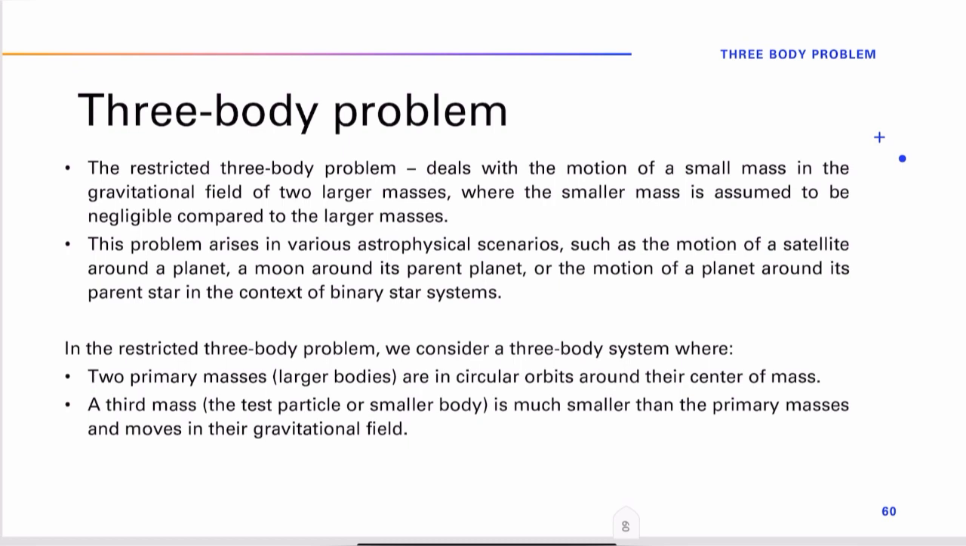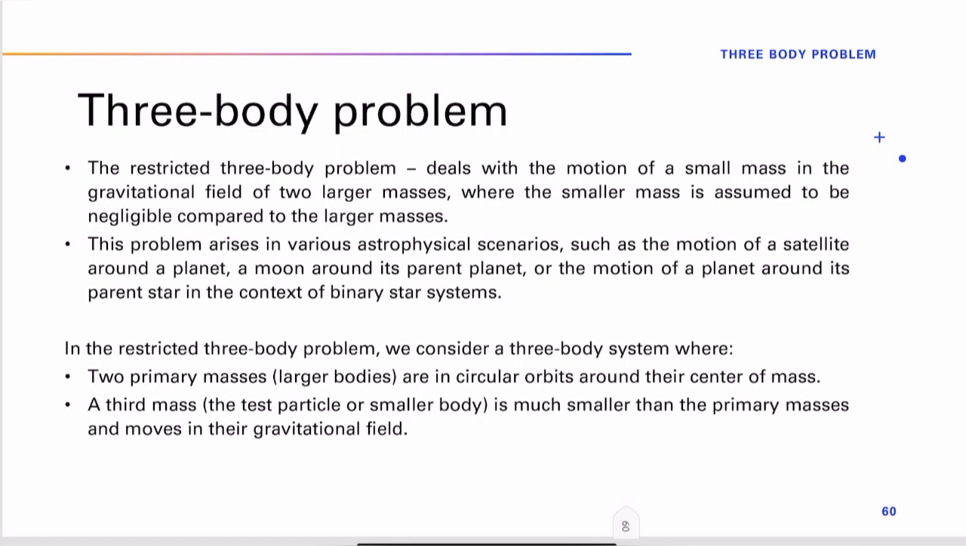Also, if you are launching a satellite for interplanetary launch, like trying to launch a satellite to other planets apart from the planet where we are living, then under that case a three body problem comes into the picture. This problem arises in various astrophysical scenarios such as the motion of a satellite around a planet and moon, a moon around its planet, or a planet around its parent star, and in the context of binary star systems.